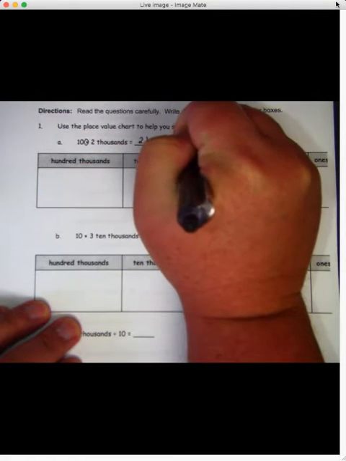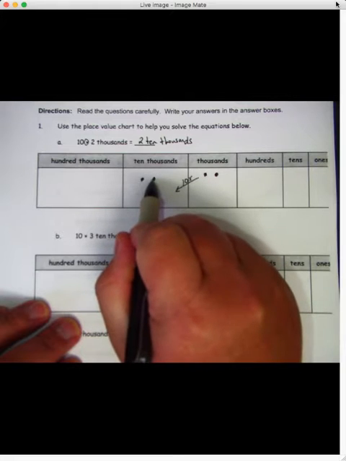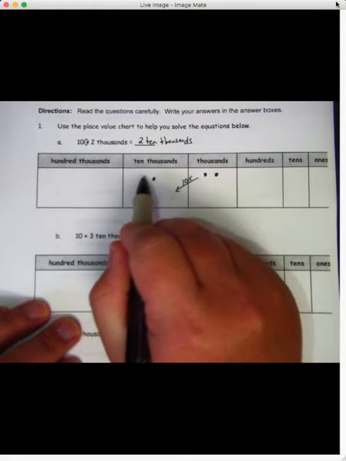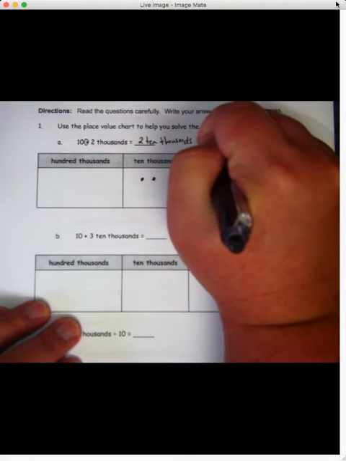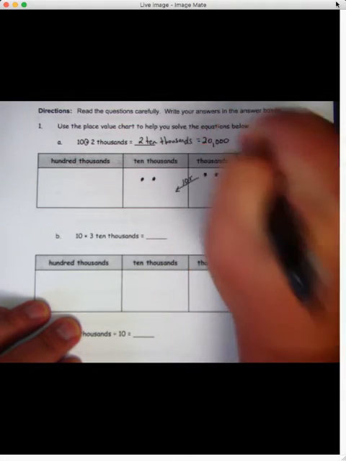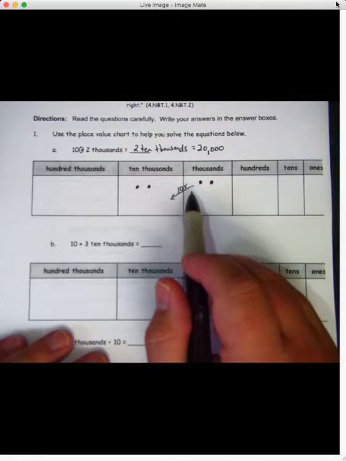But what's another way we could write that? 1 10,000, 2 10,000. So 10,000, 20,000. We could write it like 20,000. Okay? So 10 times 2,000s is 20,000.